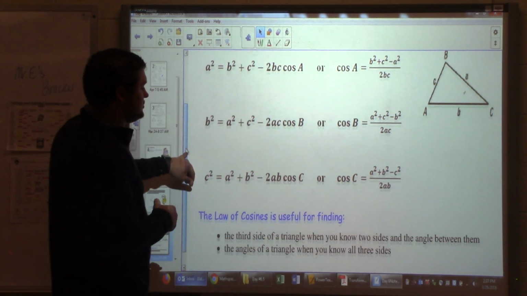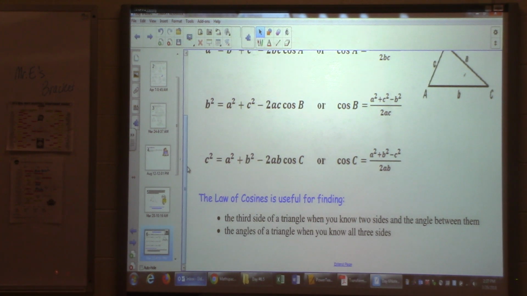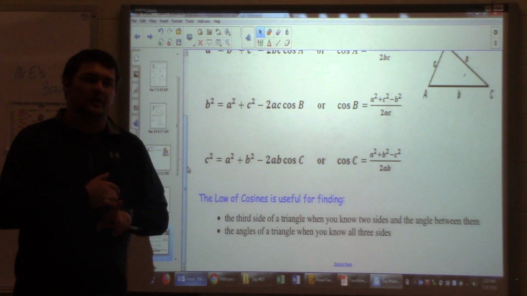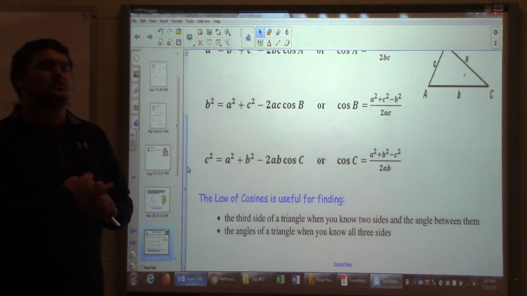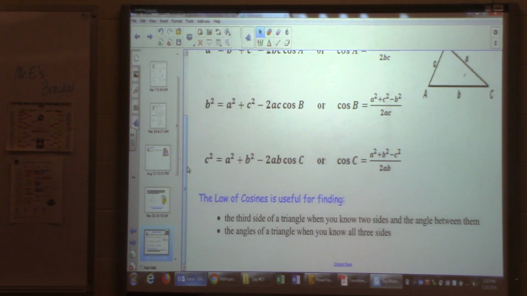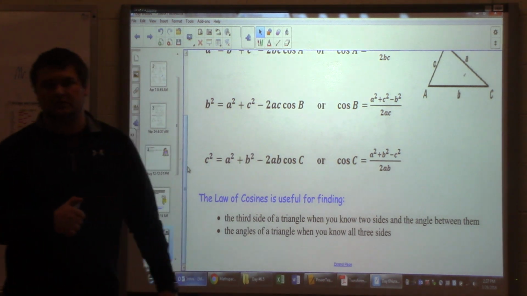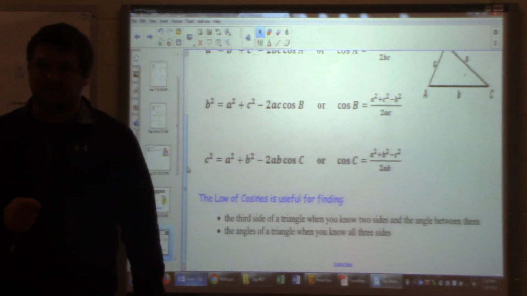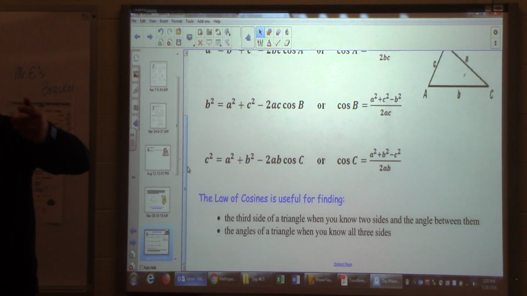The two times we're going to use this most of the time: when we're given a triangle that we only have the three sides for and we need to find the three angles, or if we're given a triangle with two sides and the angle in between them. So those are the two circumstances we're going to use law of cosines for. Any questions? Like I said, once you use law of cosines once, you go back to using law of sines.